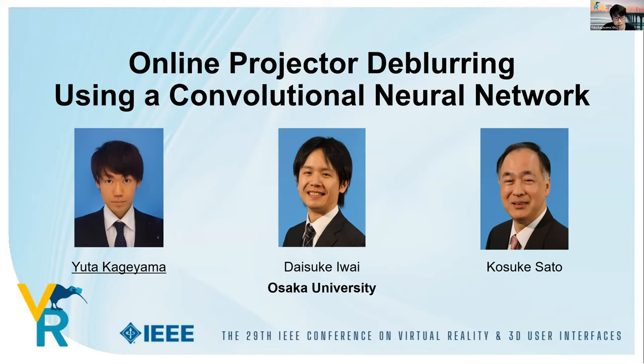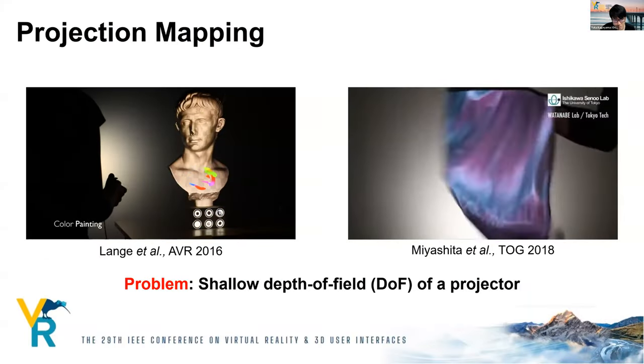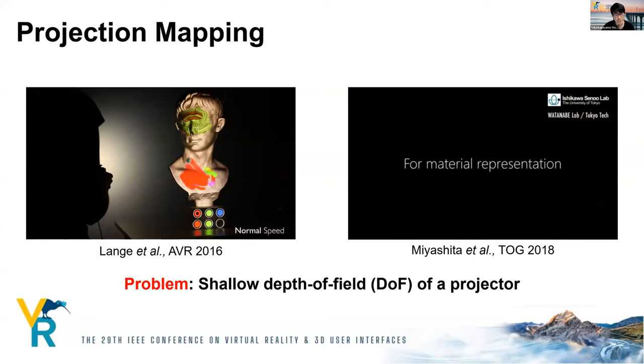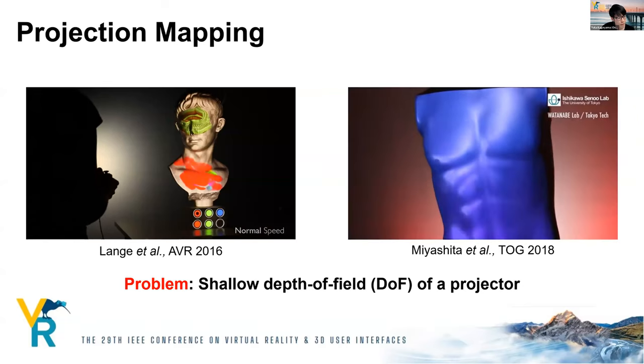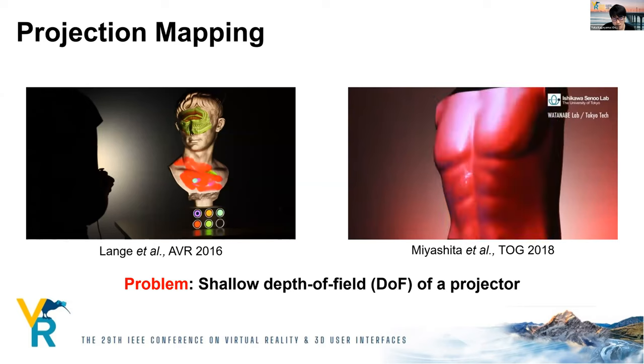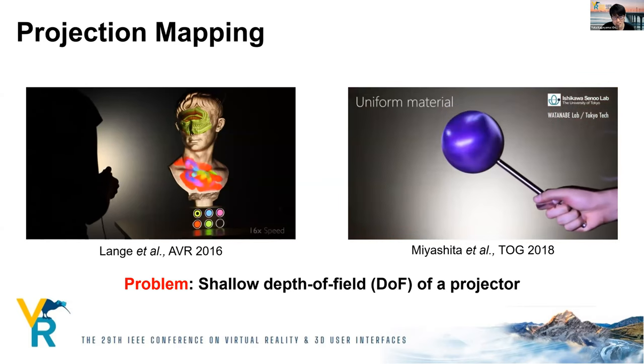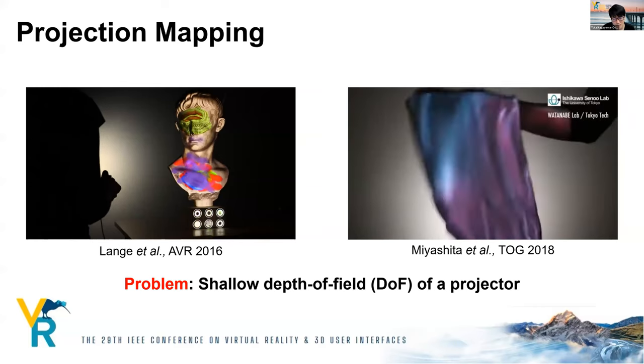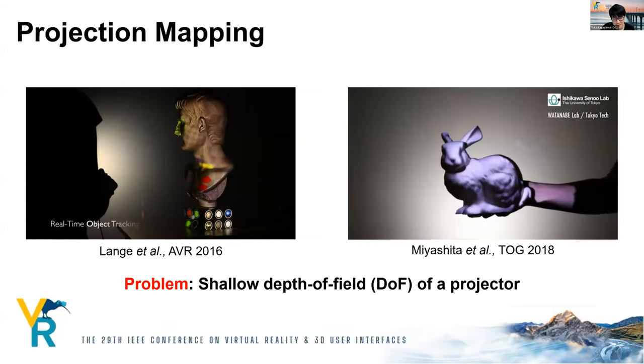I'm Yuta Kageyama from Osaka University in Japan. I will present an online projector deep learning technique using a convolutional neural network. In projection mapping, computer-generated images are overlaid onto non-planar and dynamic objects. In this case, the shallow depth of field of the projector is a problem. This is because the projected image will be degraded by defocus blur.